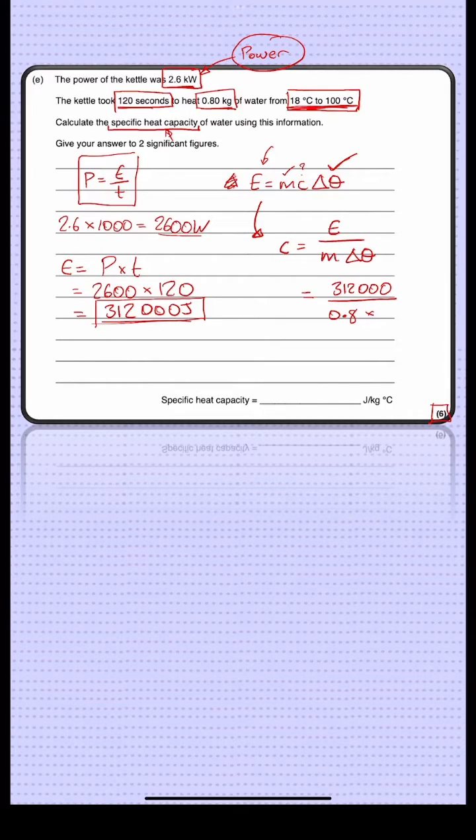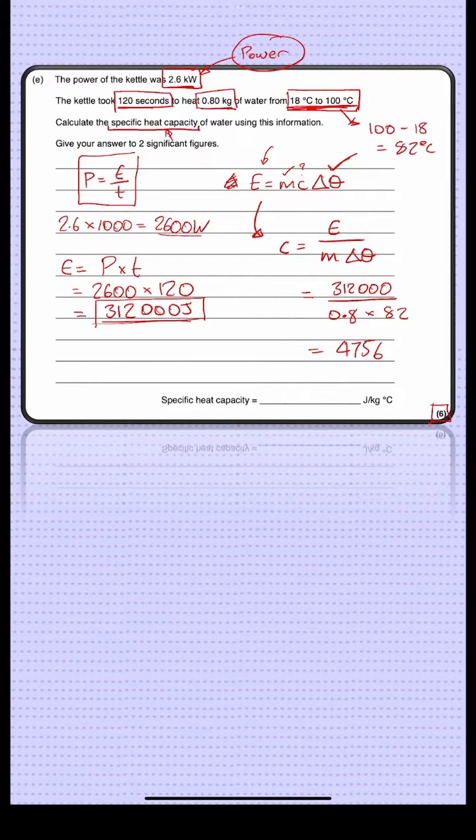So what is 100 to 18 degrees? Let's just work out how much that is. 100 minus 18 degrees is 82. So let's put 82 in there and then put that all into the calculator. I'll give you a few seconds to try and put that into the calculator and let's see if anyone's got the answer. Well done. If you put that all into the calculator, you should get 4756 joules per kilogram per degrees C.